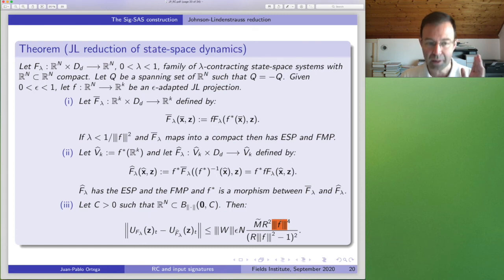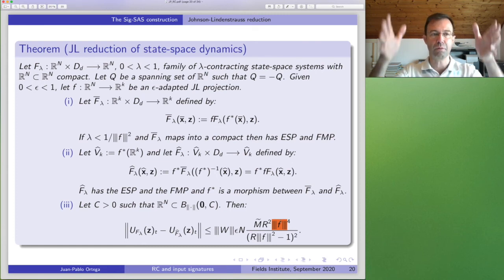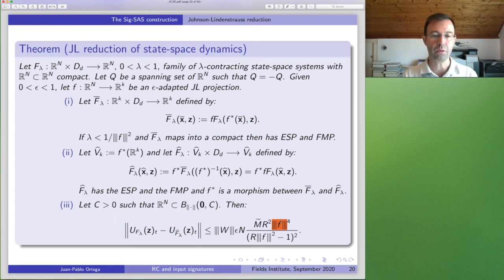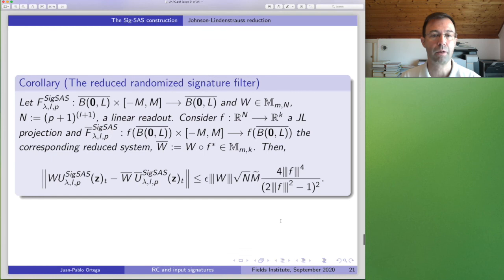So these are general facts. I give you something up, I randomly project it, I get something down. If up we had FMP plus ESP, downstairs we have the echo state property and the fading memory property. So we have filters up, we have projected filters down.